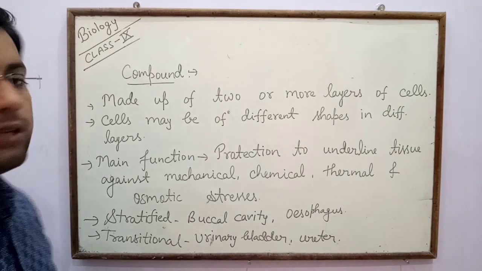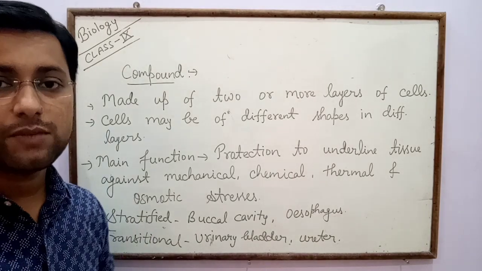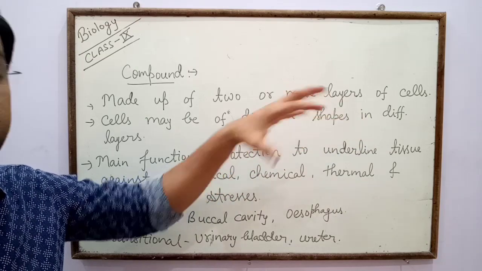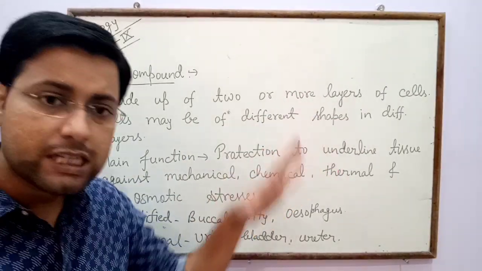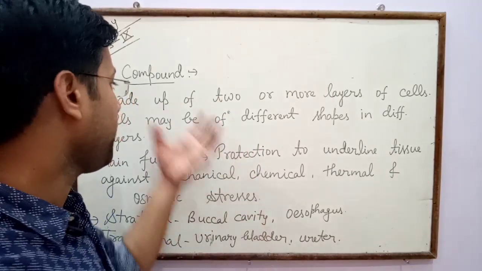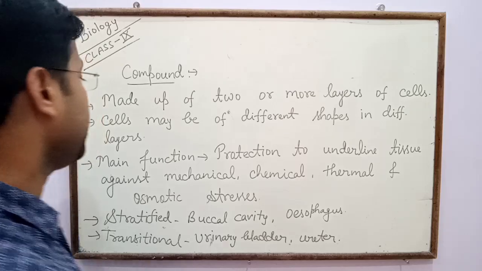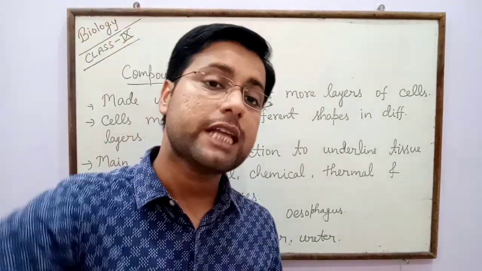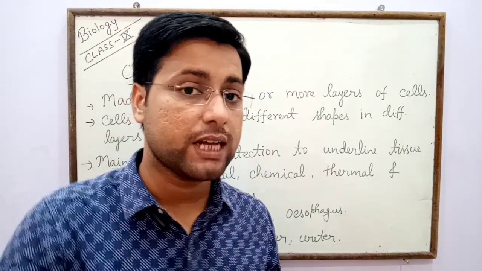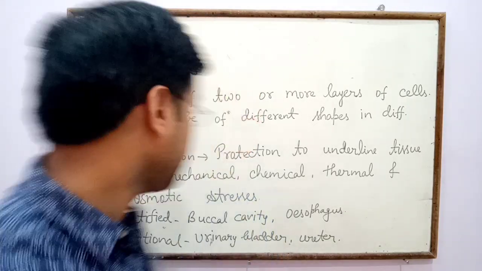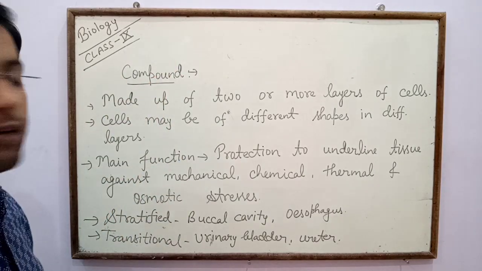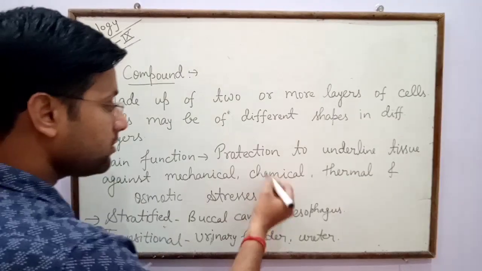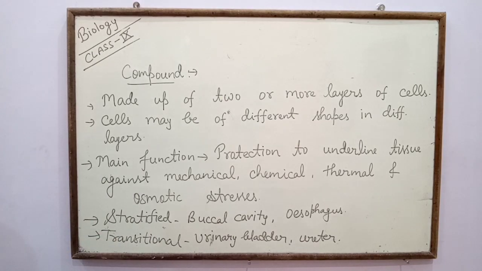So now about compound epithelium. There are two types of epithelium, simple and compound. Compound epithelium is made up of 2 or more layers of cells. In simple epithelium only a single layer is present, while in compound epithelium 2 or more layers of cells are present, and cells may be of different shapes in different layers, meaning the shapes of cells are not similar in all layers. The main function of compound epithelium is protection of the underlying tissue against mechanical, chemical, thermal and osmotic stresses.